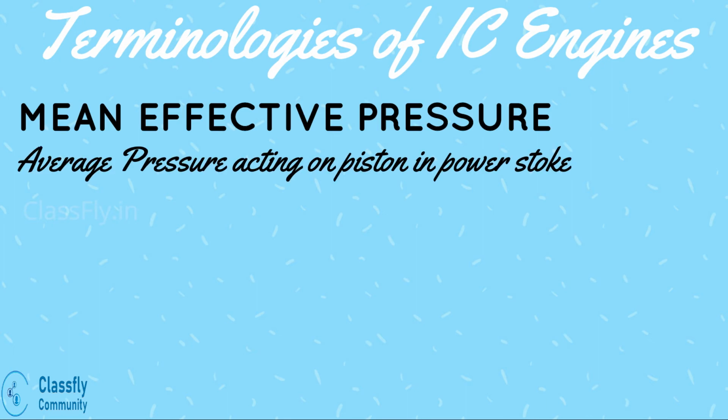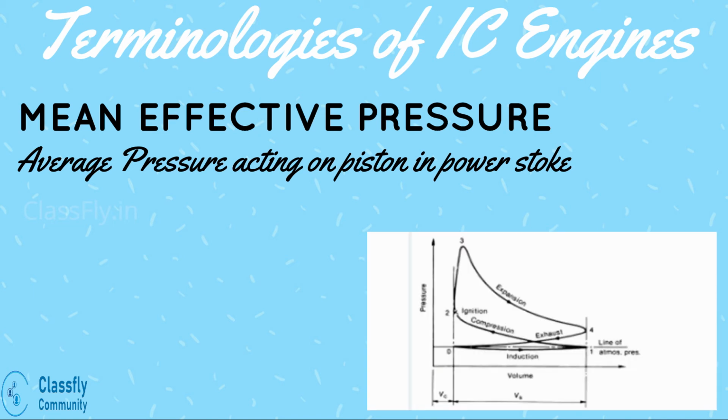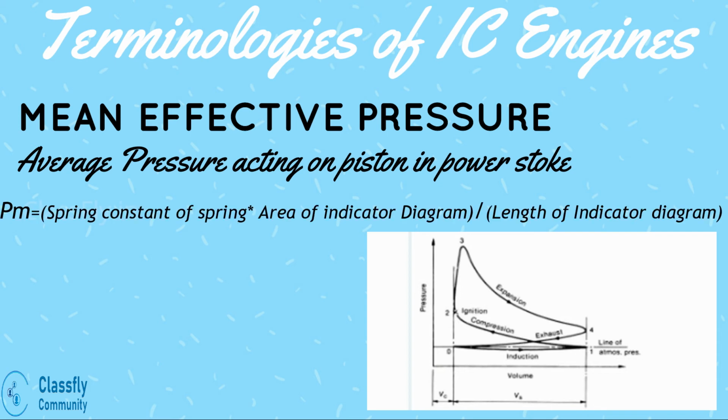Well, this is the average pressure which will act on the piston throughout the power stroke. This pressure will be expressed in bars. This pressure is obtained from an indicator diagram, that is the PV diagram for one cycle at a particular load. Well, the mean effective pressure can be given as the ratio of the products of the spring value of the spring which is used and the net area of the indicator diagram to that of the length of the indicator diagram. Simply, it is written as S into A divided by L.